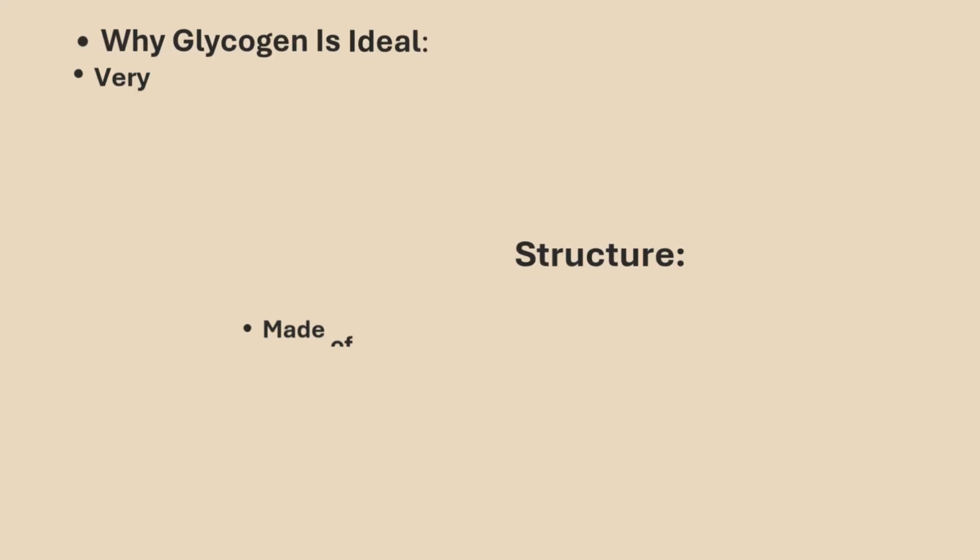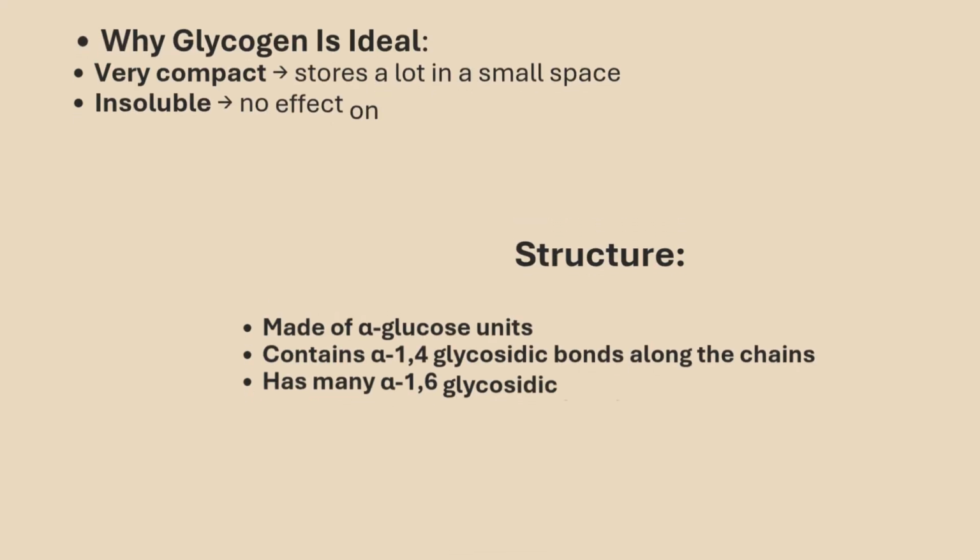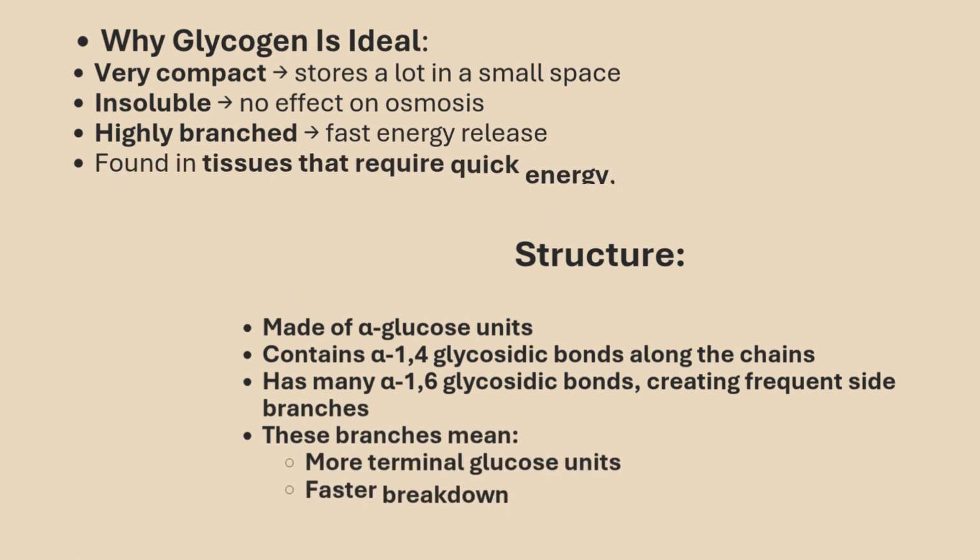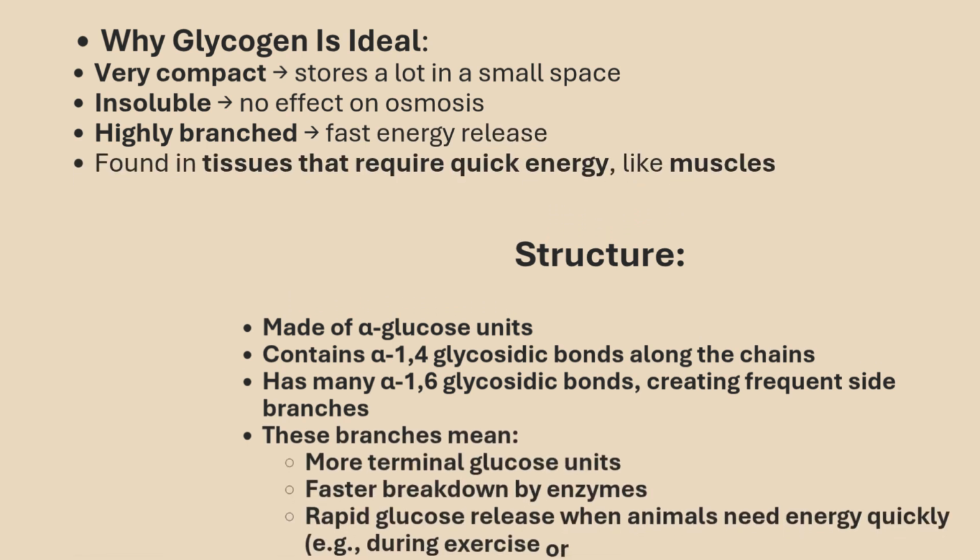Why glycogen is ideal: very compact, stores a lot in a small space. Insoluble, no effect on osmosis. Highly branched, fast energy release. Found in tissues that require quick energy, like muscles.